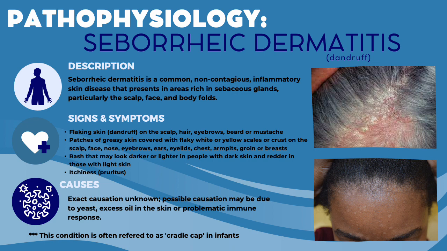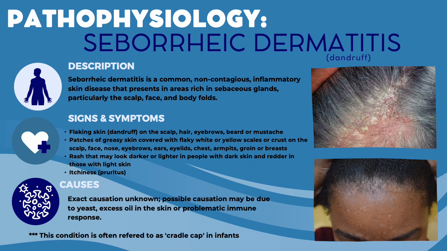So all the areas that have the most sebaceous gland secretion are going to be the most predisposed to developing this condition. So signs and symptoms of seborrheic dermatitis include flaking skin on the scalp, hair, eyebrows, beard, or mustache, patches of greasy skin covered with white flakes or yellow scales or crust on those areas as well, a rash that may look darker or lighter in people with dark skin and redder in those with light skin.